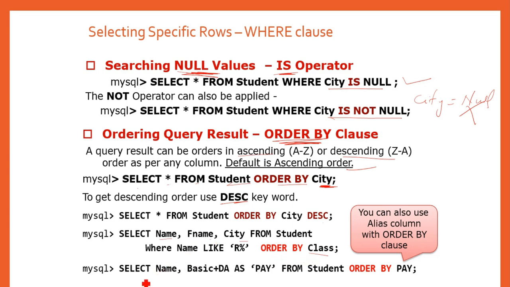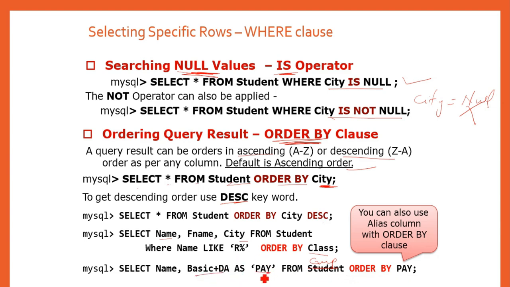Let's see one more example. Select name, basic plus DA as pay from student. It should not be the student, it should be the EMP क्योंकि एम्प्लॉय का बेसिक प्लस डीए होगा, और ऑर्डर बाय पे. अब देखो ध्यान से, ये जो बेसिक प्लस डीए एक नया कॉलम आएगा जिसका नाम होगा पे.